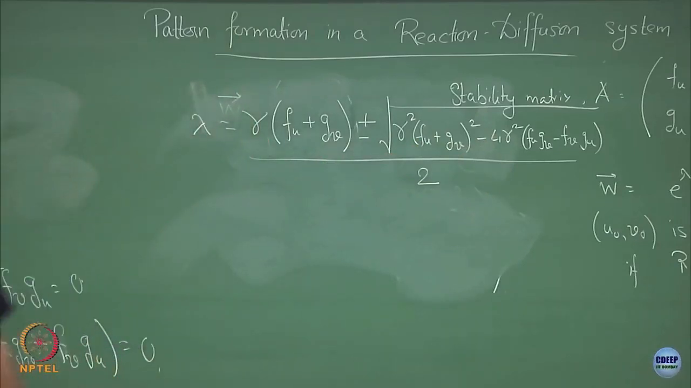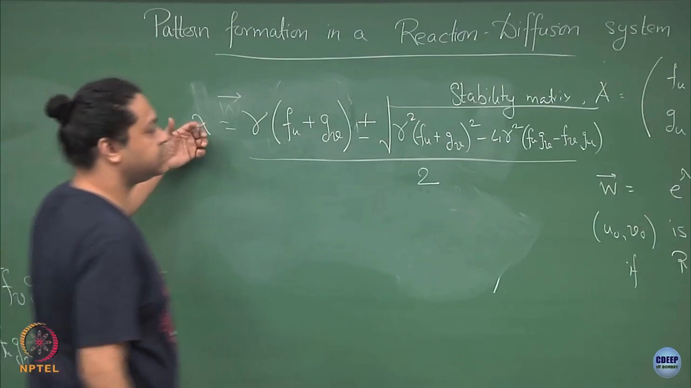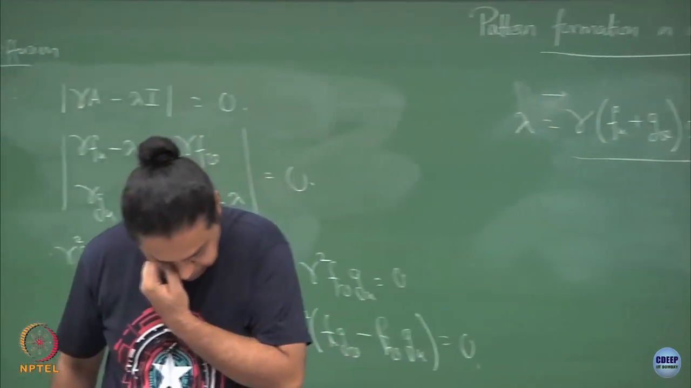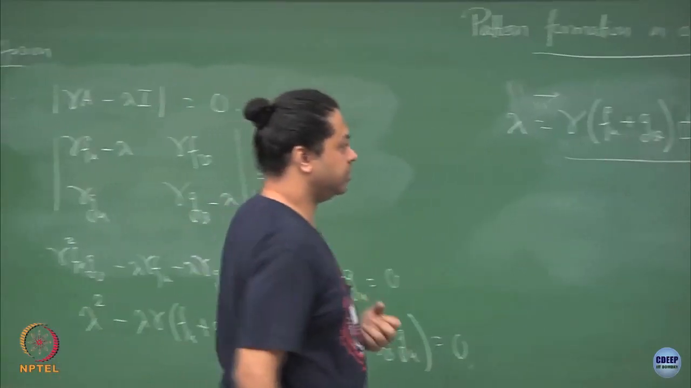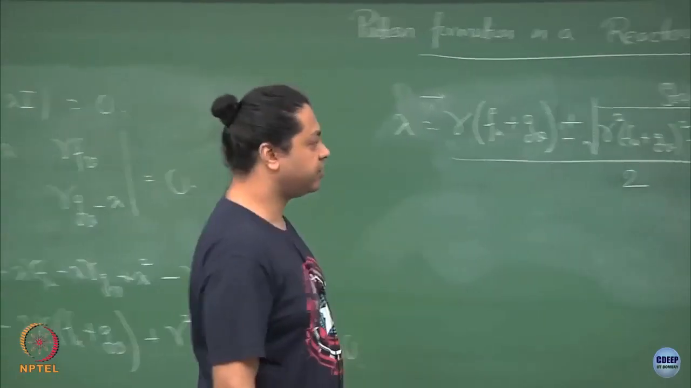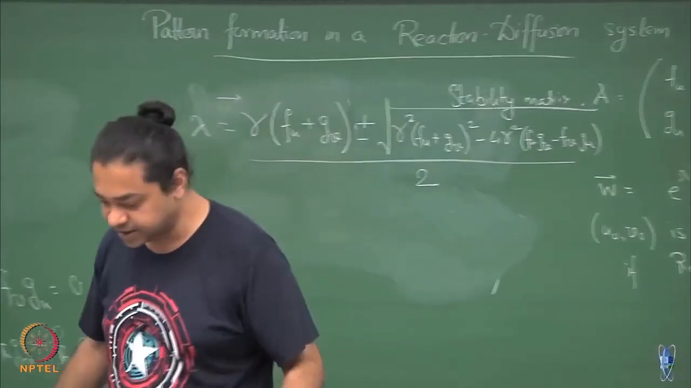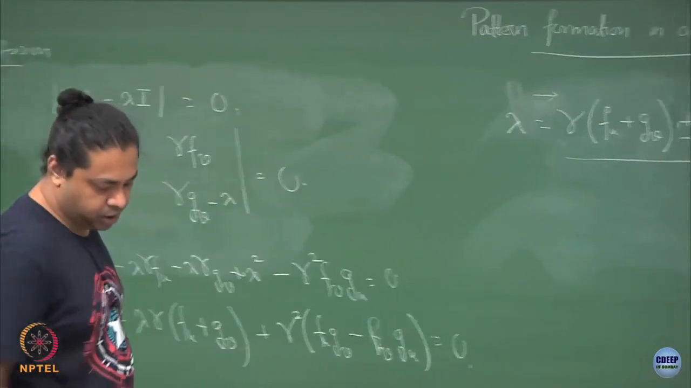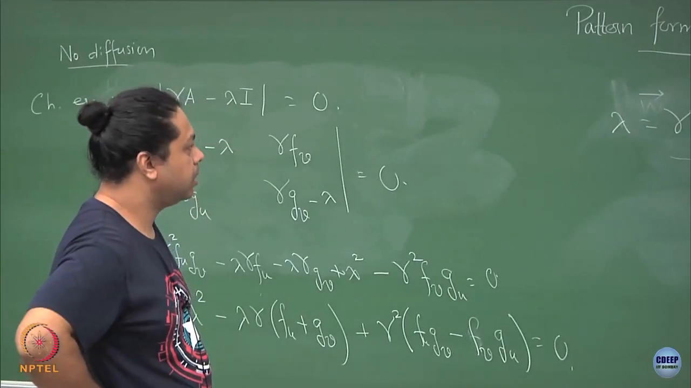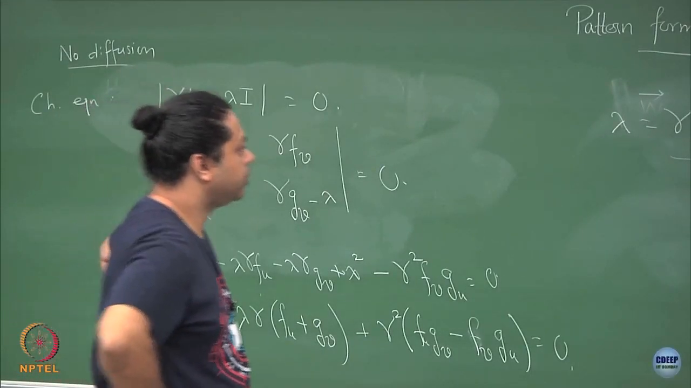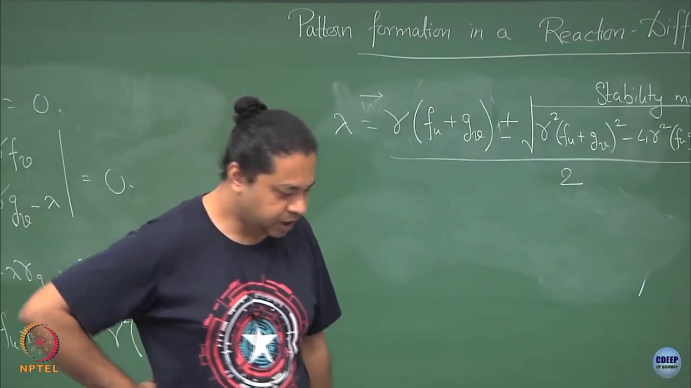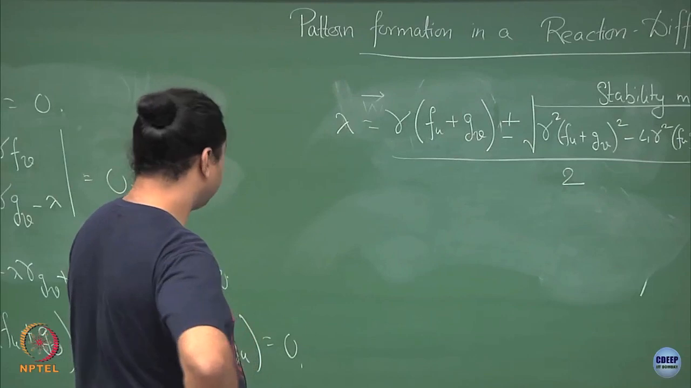What I want is that the real parts of these lambdas are negative. Then I know that the steady state solution U naught comma V naught is linearly stable, so it is a stable steady state. So, what are the conditions for these lambdas to be negative? Let me see. Is this clear?